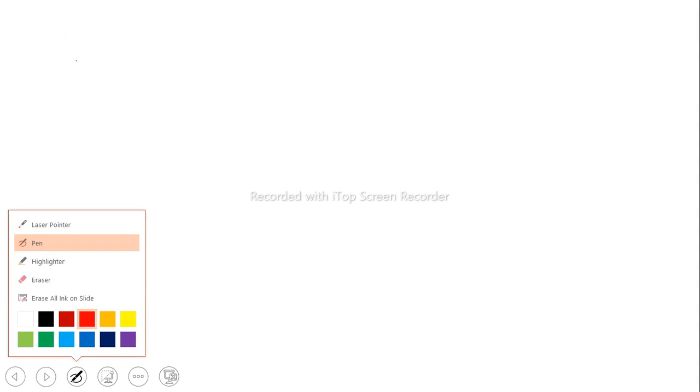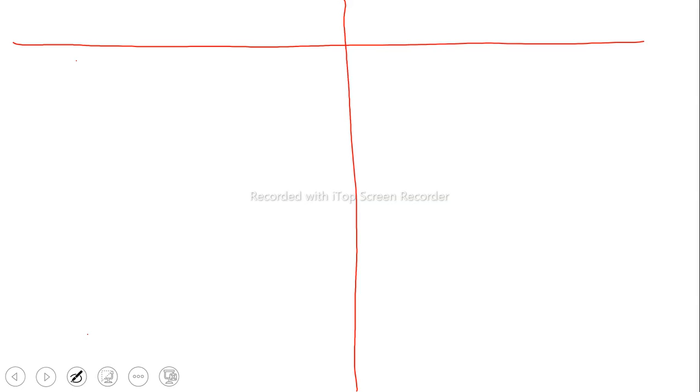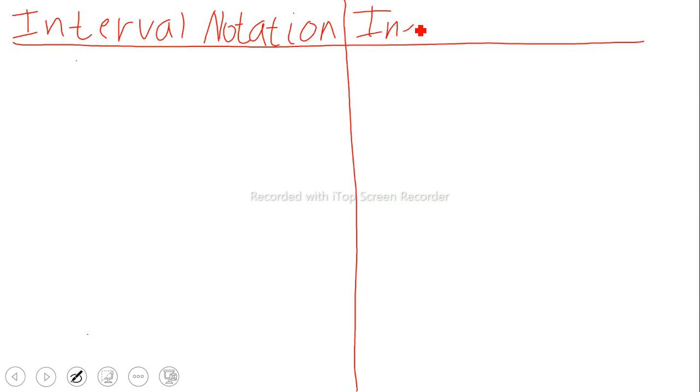So let's separate our board here. Okay, separate our board, and we're going to put interval notation on this side. And on the other side, we're going to have inequality notation.